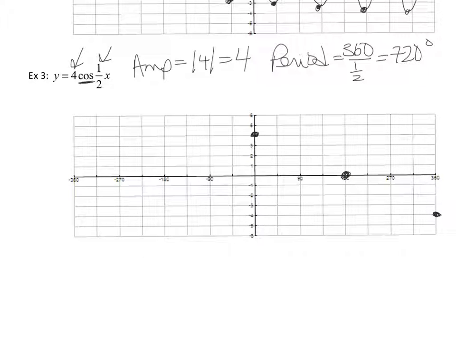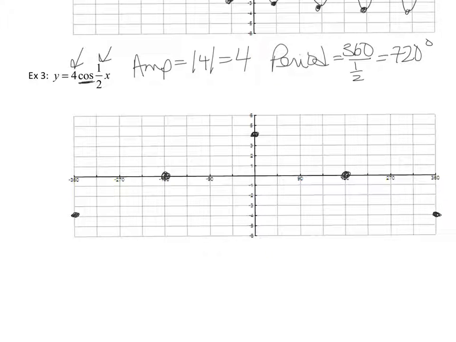Now the same is true on the left-hand side of the graph. It hits a high point here at 0. My next high point here would be all the way down at negative 720. Halfway in between is negative 360. That's where my graph is going to hit its low point. So negative 4 occurs here at negative 360. And then in between the low point and the high point, at negative 180 degrees, we'll have an x-intercept.